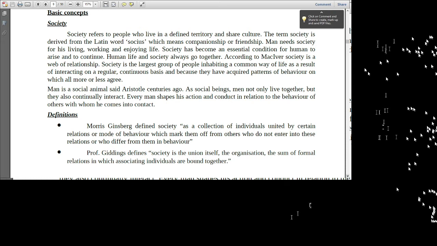And the second definition says, Professor Giddings, one of the sociologists, defines society as a union itself, a collection of individuals, the organization, the sum of formal relations in which associating individuals are bound together. That means there is some association between the different individuals. The individuals are unique actually. They are interacting with each other and bound together.